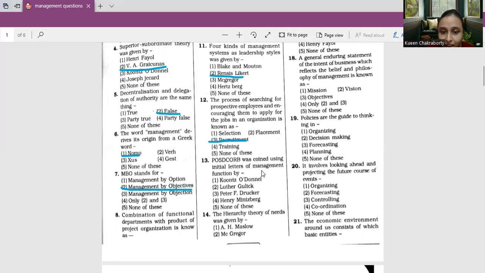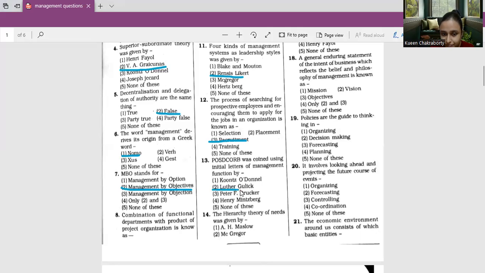P stands for planning. O stands for organizing. S stands for staffing. D stands for directing. CO stands for coordinating. R stands for reporting and B for budgeting. So these are the functions of management that we have. Reporting is a part of the controlling function, while budgeting represents both planning and controlling. Directing is giving orders from the superior to the lower levels of management, and planning is the basic process that we all know. So the correct answer to question number 13 is Luther Gulick.